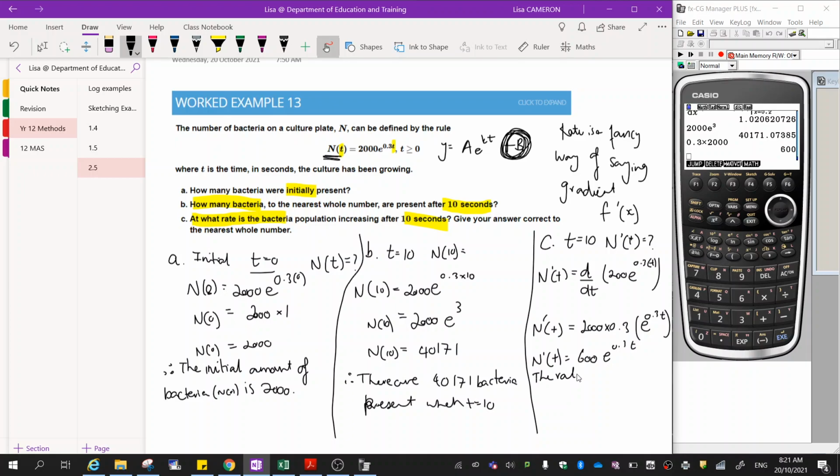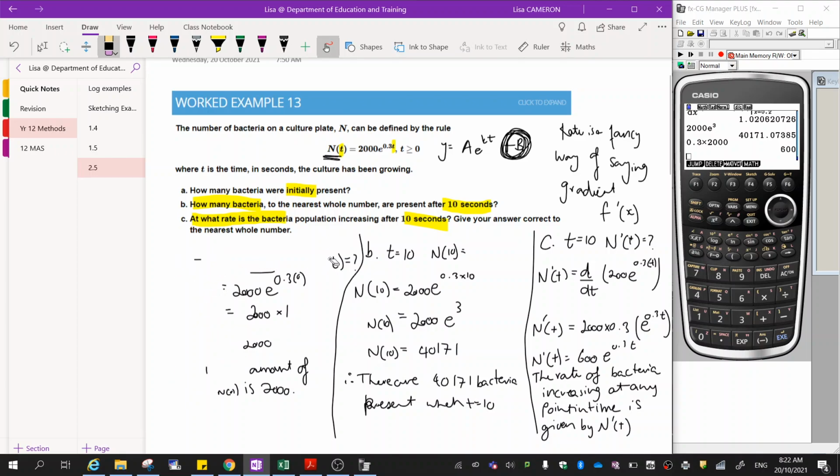So the rate of bacteria increasing, or it could be decreasing, the rate of bacteria increasing at any point in time is given by that. Okay, so next thing that I want to do, I'm just going to substitute into our original function. So when I put in the number 10, it's changed the function to give it to us as this is what it's going to be.